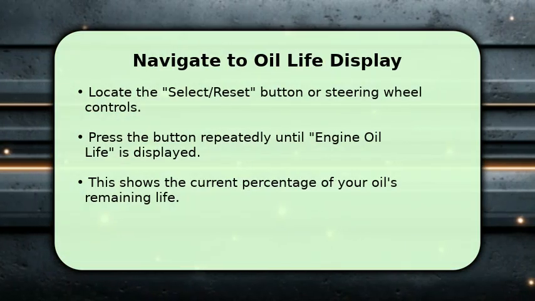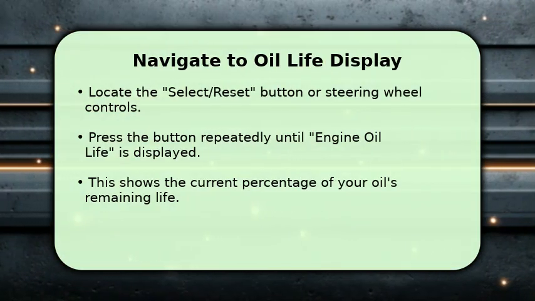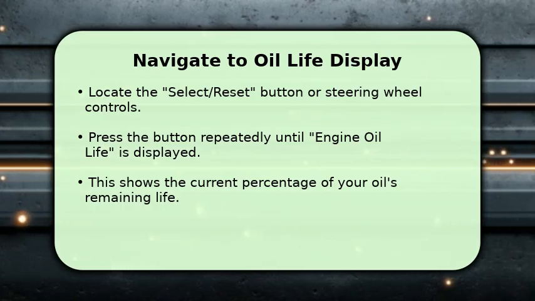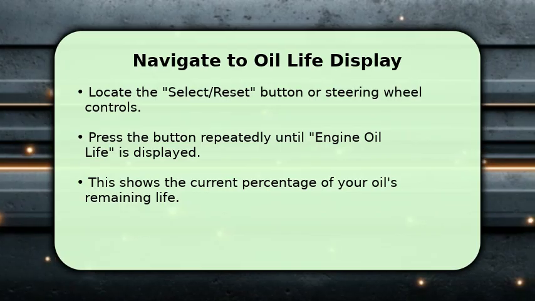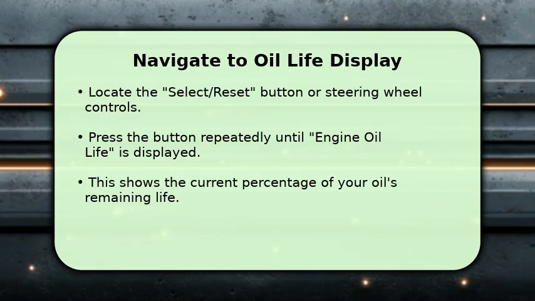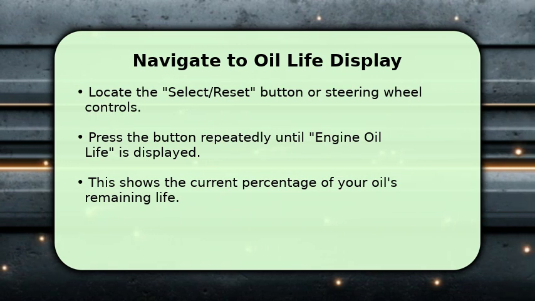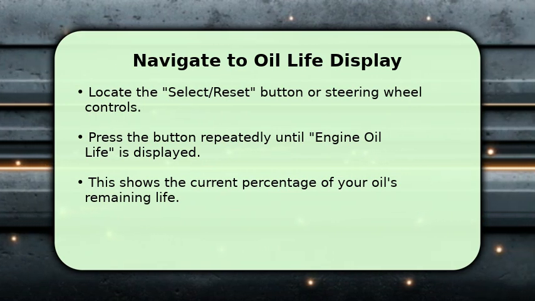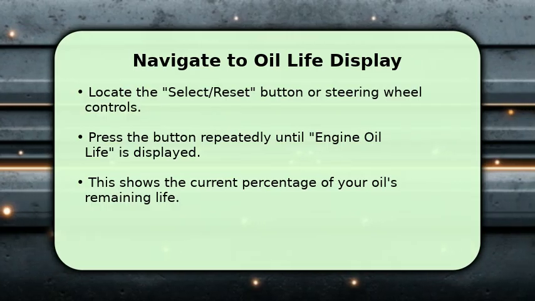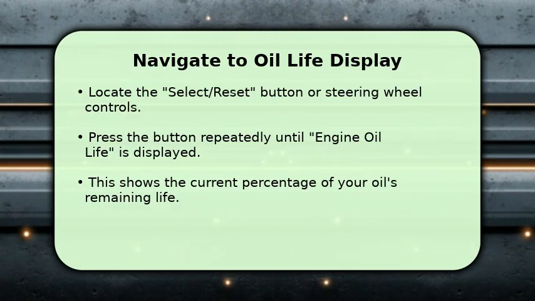Next, you'll navigate to the oil life display. Locate the Select/Reset button, which might be a knob on your dashboard or a button on your steering wheel. Press this button repeatedly until the engine oil life or engine oil indicator percent appears on your multi-information display. This screen shows you the current status of your engine oil.